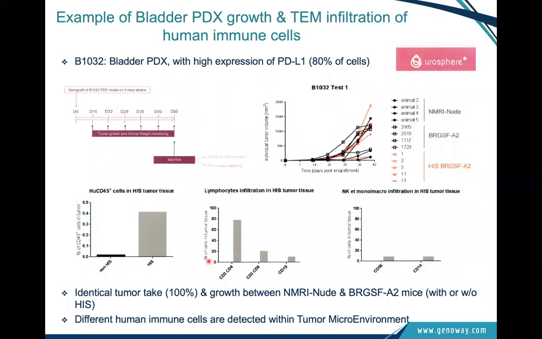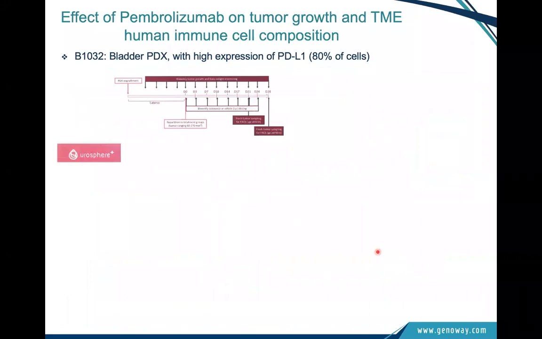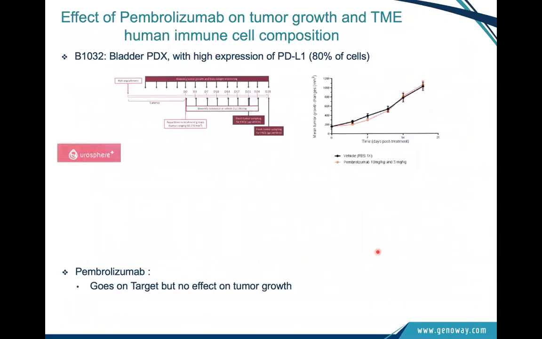When they looked into infiltration of human cells in the TME, they found out that, in fact, in the HIS mice, they do have an infiltration of human T cells, CD4, CD8 cells, but also B cells, and they also detect monocytes and NK cells. When they treated those animals with pembro, they observed no effect on the tumor growth.